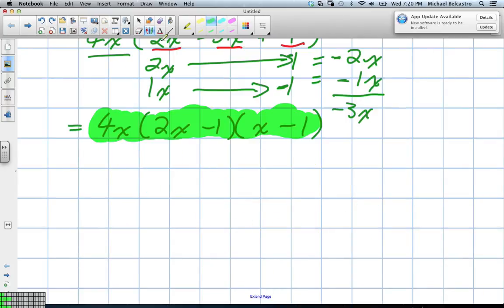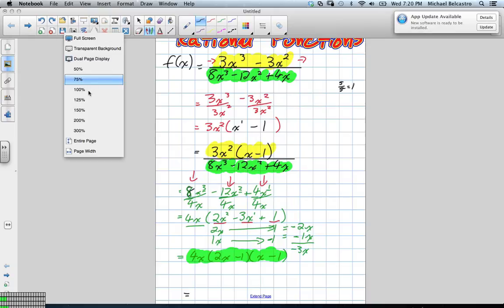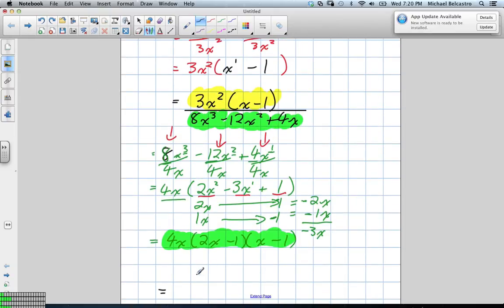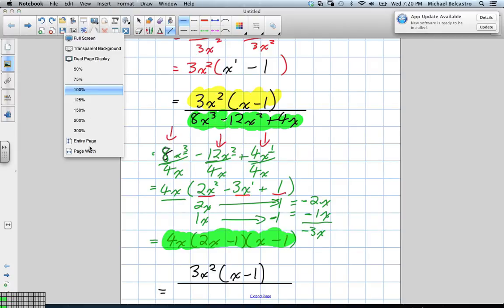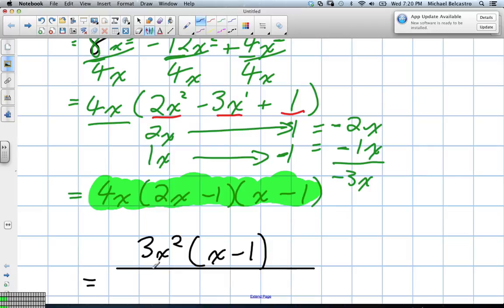So now we're going to rewrite the entire question, but in its factored form. We're probably going to zoom out a little here. Now in our factored form, I can zoom in a bit from that. Our top part said 3x squared times x minus 1. If I did FOIL to check it, would it come up exactly as what's there, the highlighted part? And we'll do the page width because I can definitely see from here. So that's the top part in factored form, and the bottom part in factored form is 4x times 2x minus 1 times x minus 1.